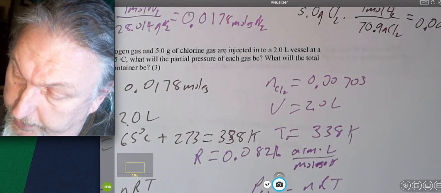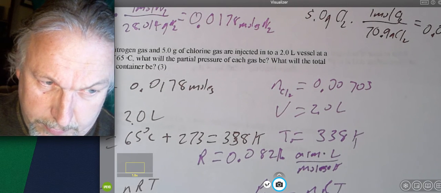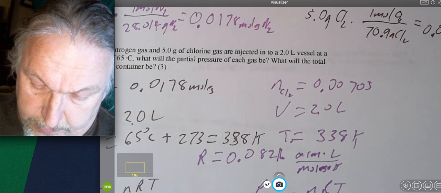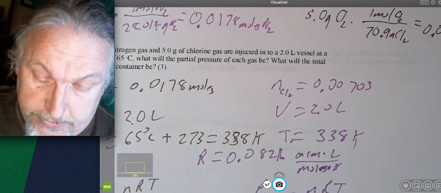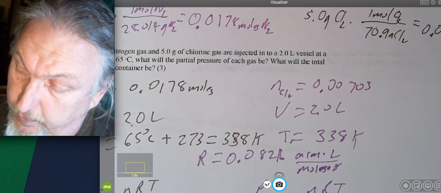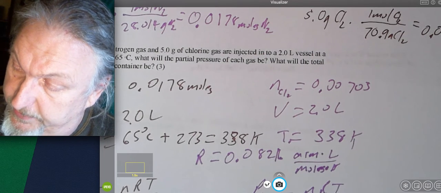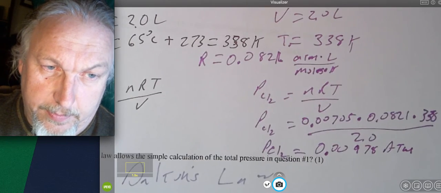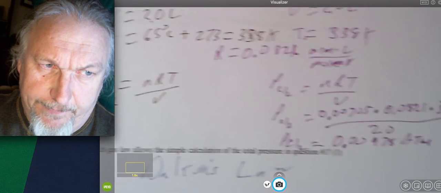So pressure of chlorine is going to be 0.0705 times 0.0821 times 338 divided by 2. I got the pressure of the chlorine gas as 0.978 atmospheres. Move that down a little bit. That's what I got. See how I did that?